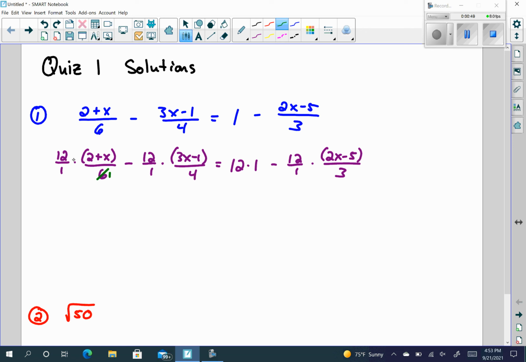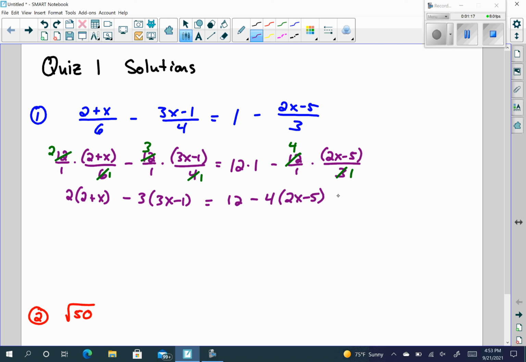So 6 goes in itself once, into 12 twice. So what are we left with? 2 times the quantity 2 plus x, minus 4 goes in itself once, 12 3 times, so now we're left with 3 times the quantity 3x minus 1. Over here we'll get 12, and then 3 goes into 12 4 times, so this will become a 1, this will become a 4, and then we'll get 12 minus 4 times the quantity 2x minus 5.